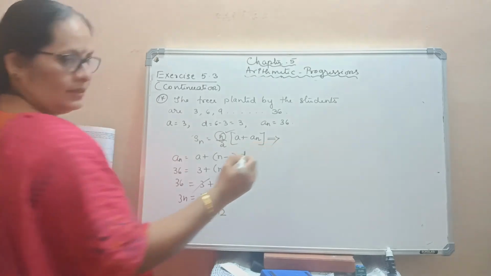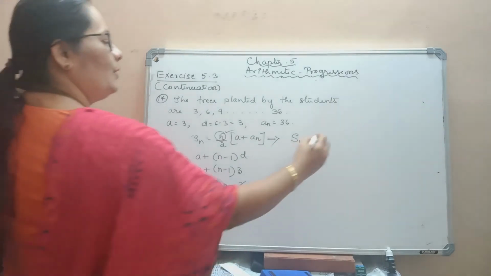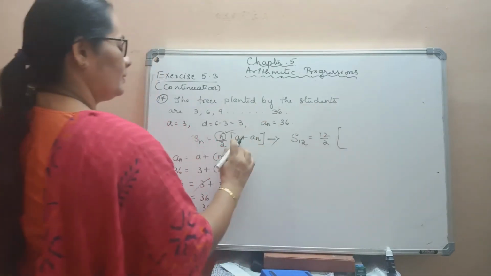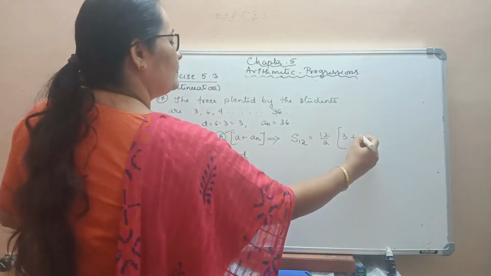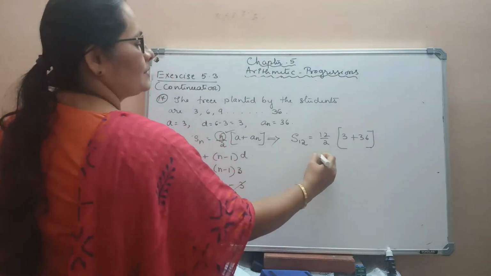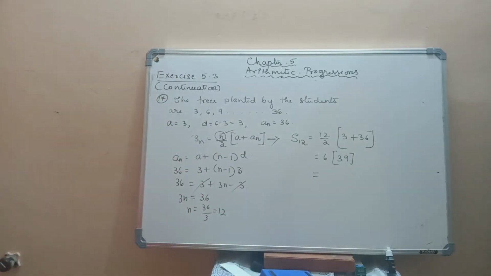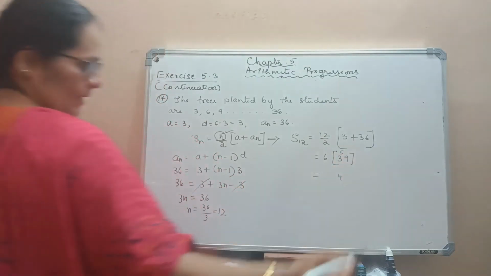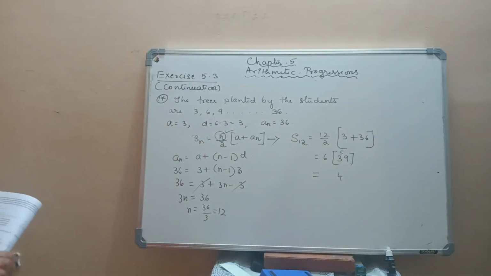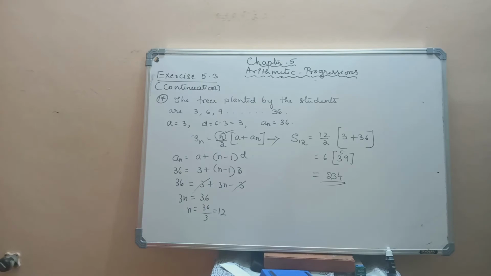Now substitute here. Sn, that is S12, equals 12 by 2 into first term 3 plus the last term 36. So 6 into 39. 6 nines are 54, 5 carry over, 6 threes are 18, which is 23. Therefore, the number of trees planted by the school students is 234.